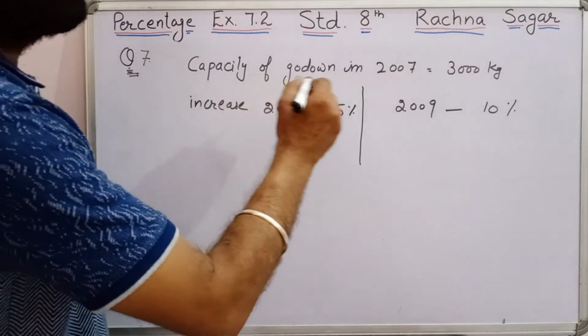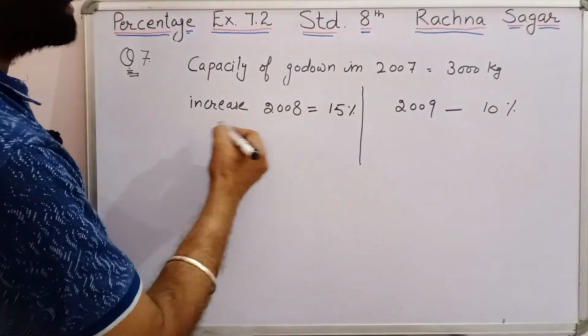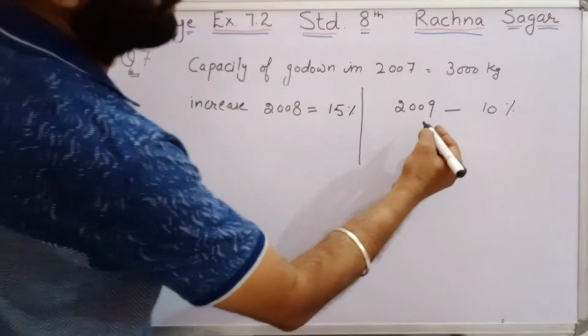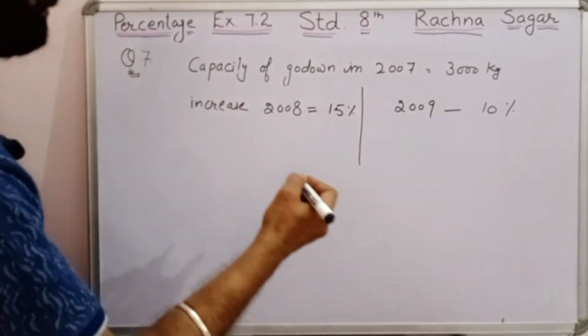Question number 7. The total capacity of a godown in 2007 is 3000 kg. In 2008 it is increased by 15%, and then again in 2009 it is increased by 10%. What is its capacity now?